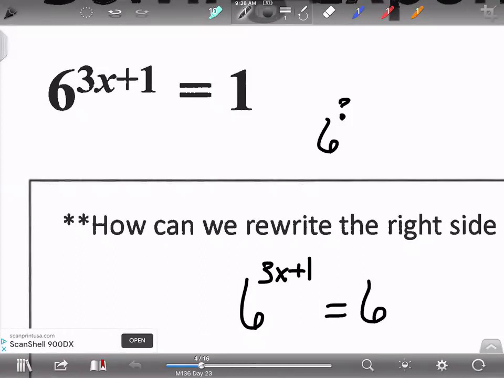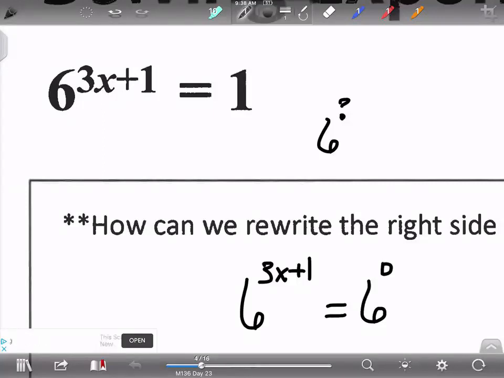Anybody figure it out? 6 to the what power is 1? It is 0. If you don't believe me, take 6 caret key 0 in your calculator. Anything to the 0 power is 1.